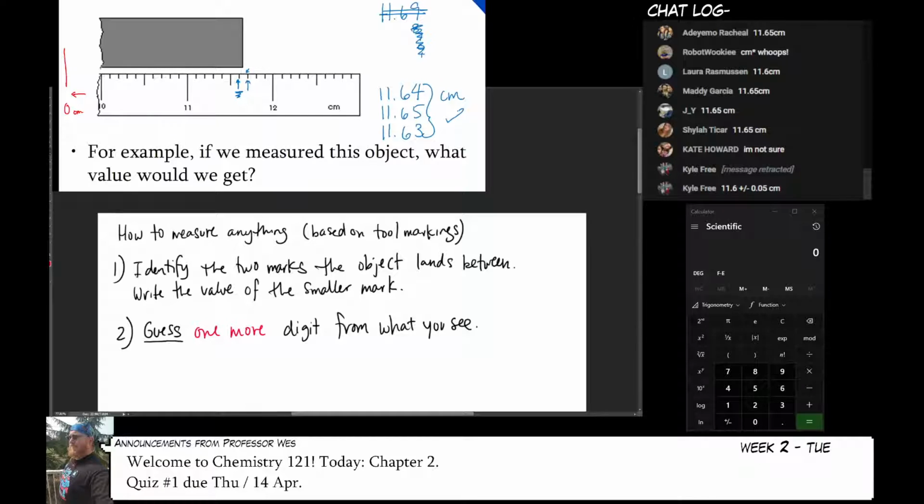So that's what we're going to do for tools. Follow these two rules. 1, identify the marks and write the smaller mark as its value. Write that down. 2, guess the next one digit based on what you can tell. Don't write any more digits, because what would we write after it? At that point, we're essentially guessing randomly, right? Because we don't have enough lines to help guide us.